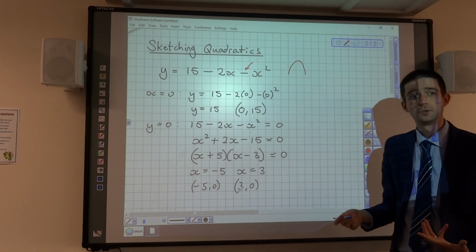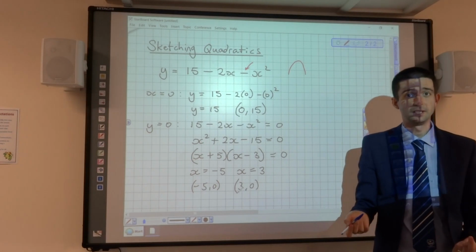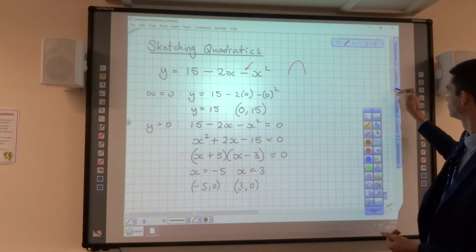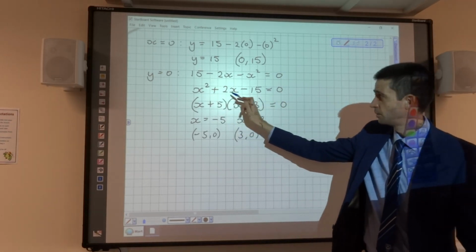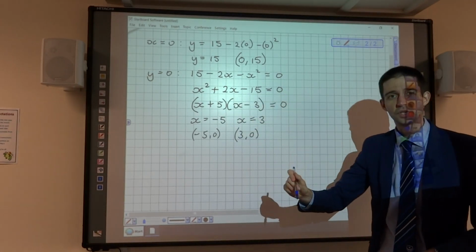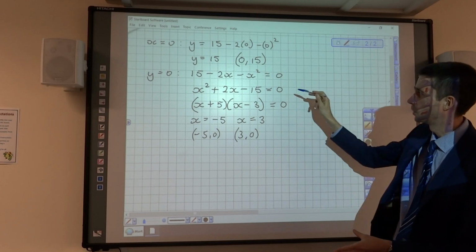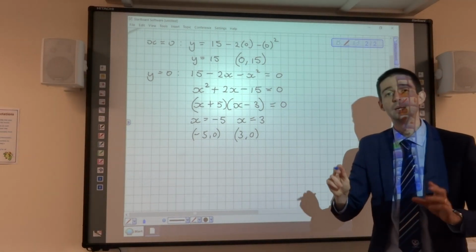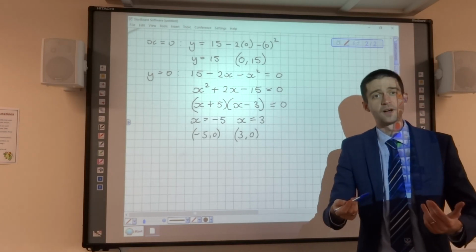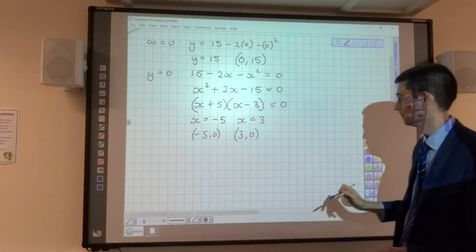The last thing I'm going to do is find the vertex of the quadratic. Now this is very, very important. We multiplied through by negative 1 here to change all the signs. We were allowed to do that because the equation equals 0. We are not allowed to do that when we complete the square, because if we do, we ignore the fact that it is a negative parabola.